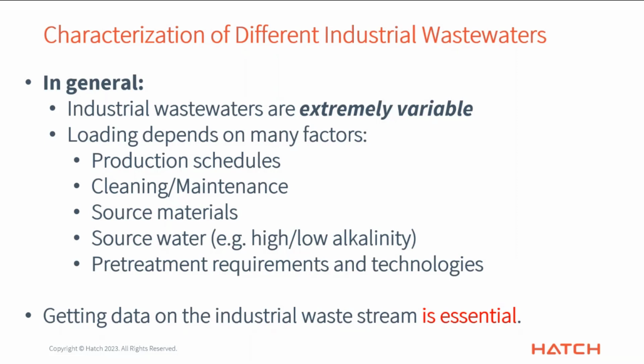Also, the source materials, like for example the pulp that I was just mentioning, and actually the source water, which I haven't even mentioned up to this point. If you were making products from groundwater, it might have a different alkalinity than if you were using surface water from a lake, or ocean water that might have a lot more things in it. So basically, there are a lot of things to keep in mind, and therefore getting data on that industrial waste stream is essential.